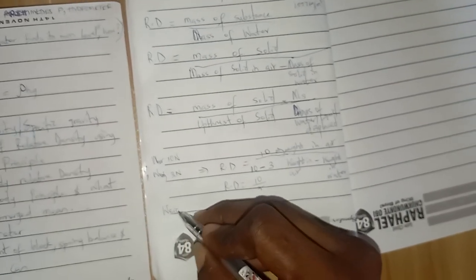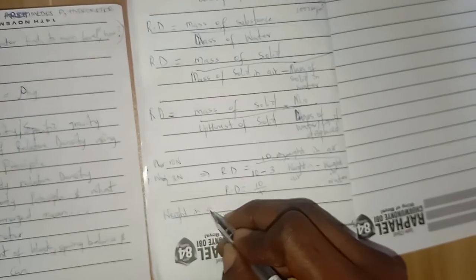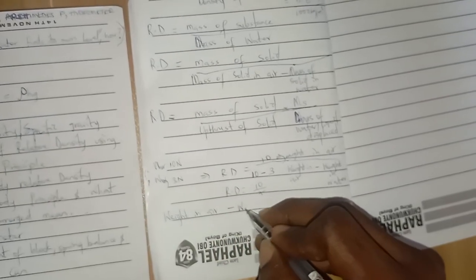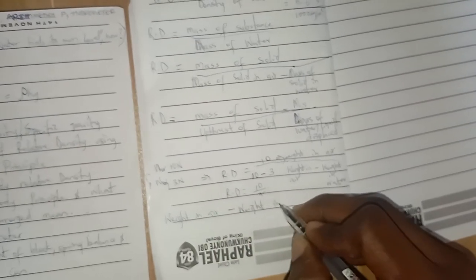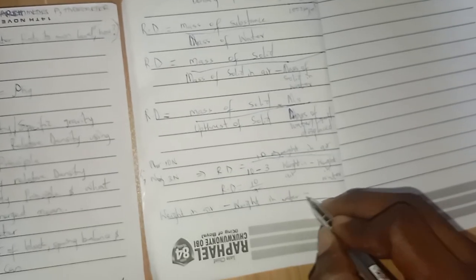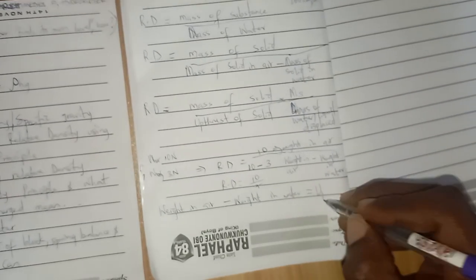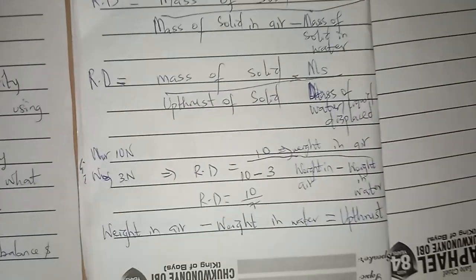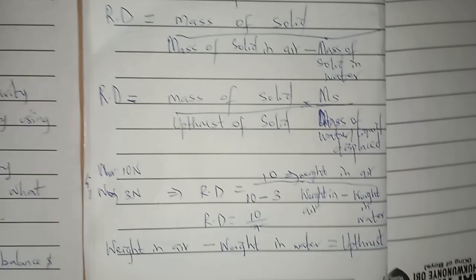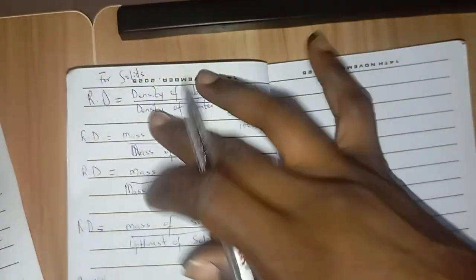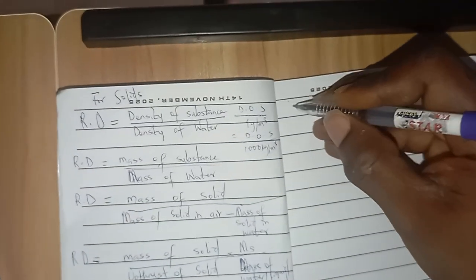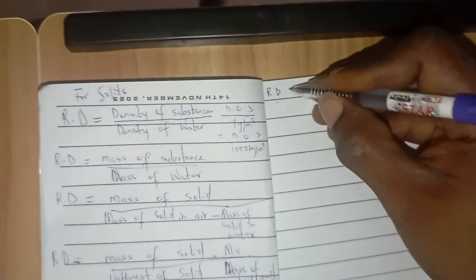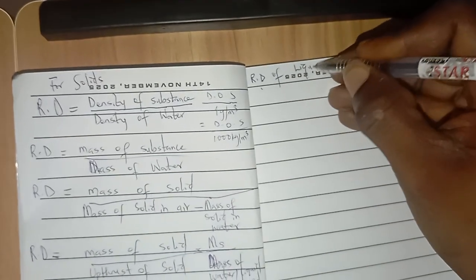And this thing that you see, weight in air minus weight in water, is known as upthrust. That's Archimedes principle. It's known as upthrust. So if I know this, for liquids, this is for solids. So relative density of liquids.